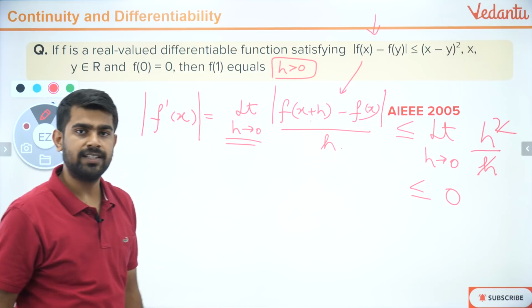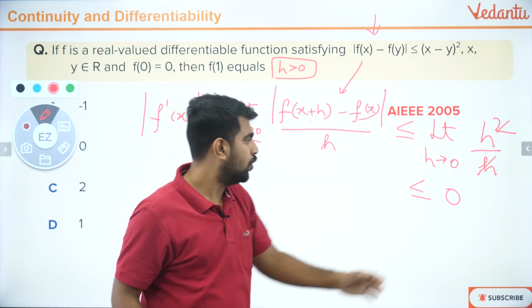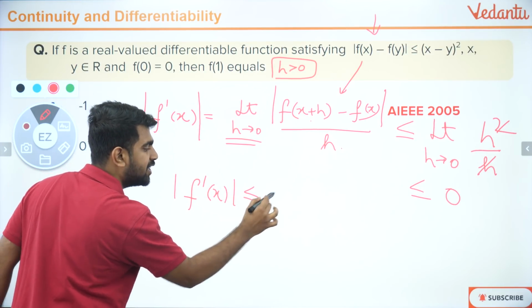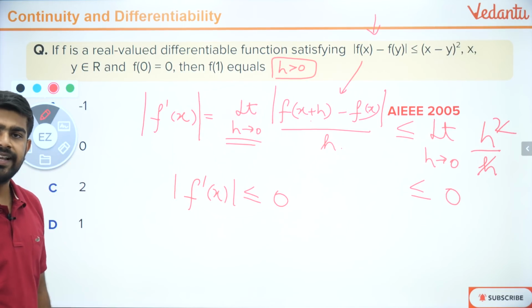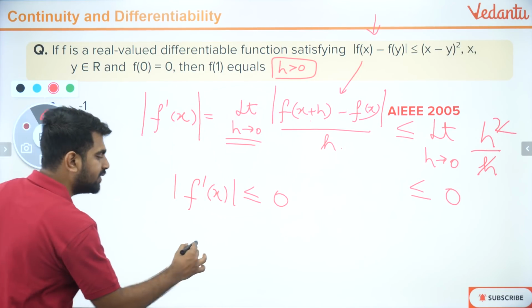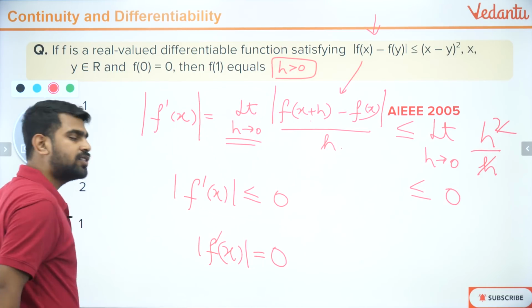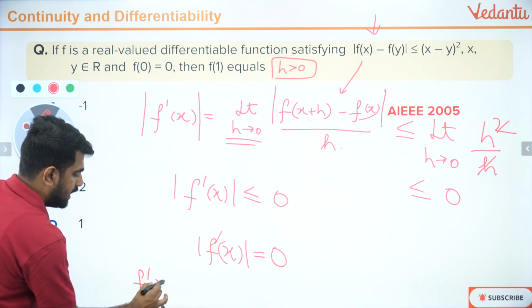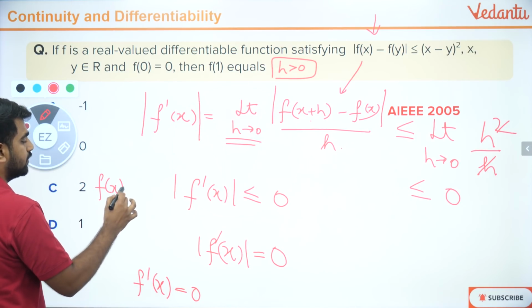It's a standard limit, na? It's a direct limit, direct substitution. So it is 0. So I have modulus of f dash of x is less than or equal to 0. How can modulus be less than or equal to 0? Can modulus be negative? Of course not. So what is the only possibility? The only possibility is modulus of f dash of x is equal to 0. That means f dash of x is 0. That means f of x is a constant function.